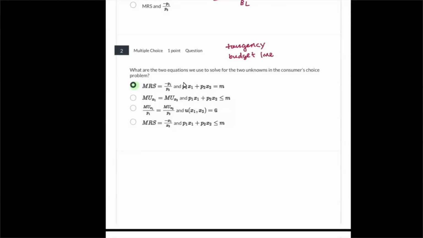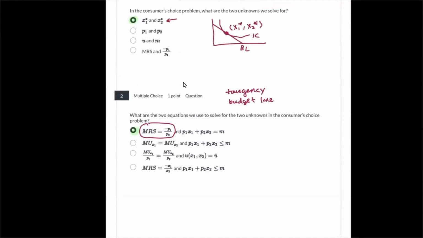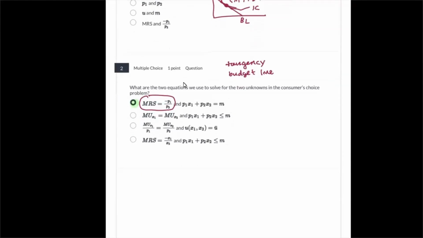The tangency condition is just that the marginal rate of substitution, the slope of the indifference curve, is equal to the price ratio, which is the slope of the budget line. These two things are tangent, and so their slopes are equal. So that's the marginal rate of substitution, and then the slope of the budget line is negative P1 over P2. And I can show you, if you forget this on the exam, that the slope of the budget line is negative P1 over P2, there's an easy way to solve that for yourself.